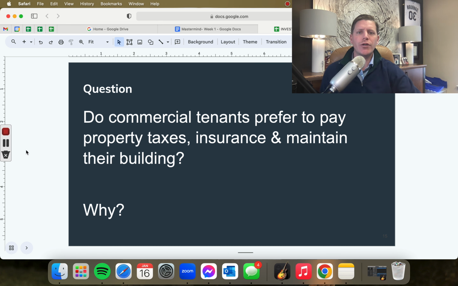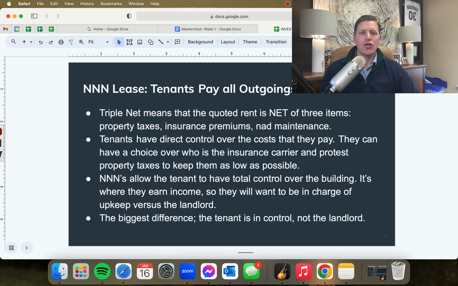Okay. Do commercial tenants prefer to pay property taxes, insurance, and maintain their building? Why? I would ask you. Do commercial tenants prefer to have a triple net lease or do they prefer to have a gross lease? Well, triple net leases mean that the quoted rent is net of 3 items: property taxes, insurance premiums, and maintenance, okay?